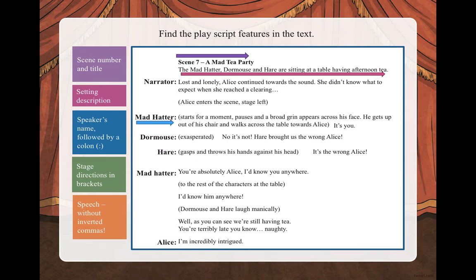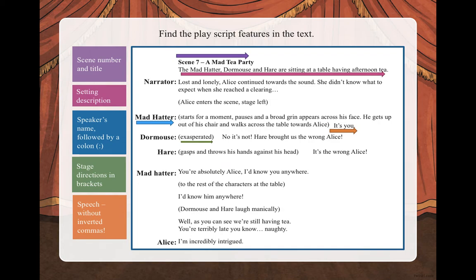What other descriptions can we find? Well, in blue, speaker's name followed by a colon. So in blue we have Mad Hatter, and after the character's name, Mad Hatter, is the 2 dots, which happens to be the colon. What other features can we find in the text? Well, there we go. In that orangey brownish colour, it's you! And that's what the Mad Hatter has to say. Those are his words. It's you!